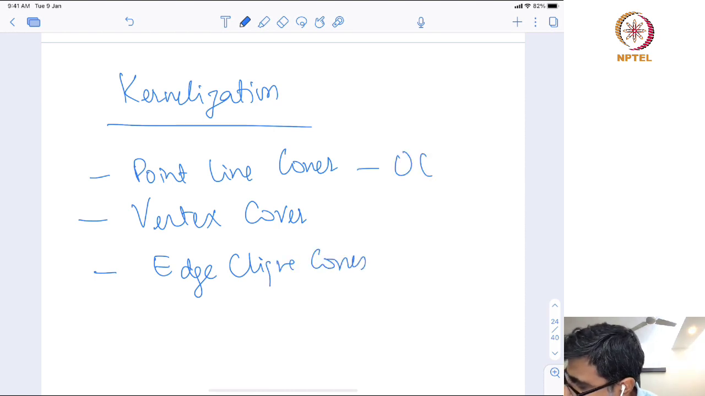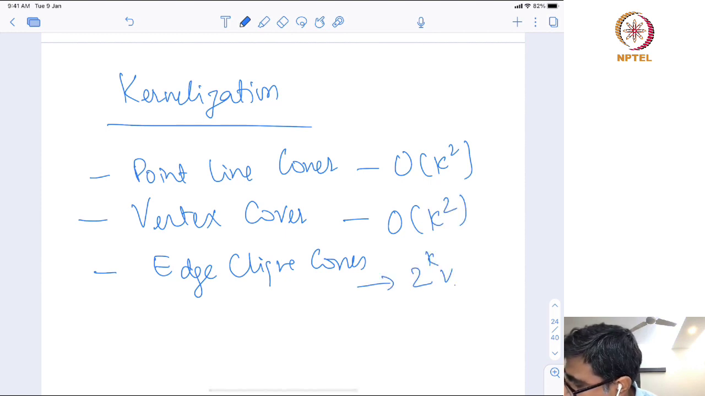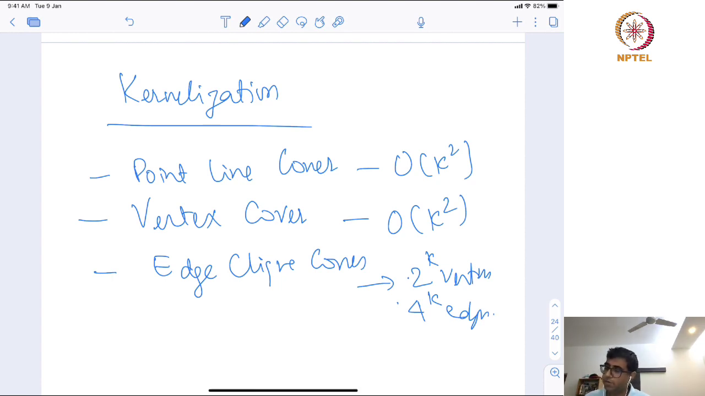These were of order k squared points, order k squared vertices and edges, and this was like 2 power k vertices, and since there are only n square edges, it will have at most 4 power k edges, right. So, notice that the first two kernels have a polynomial bound, but the last kernel is exponential, and so a natural question that arises is: is there a polynomial kernel for this problem?